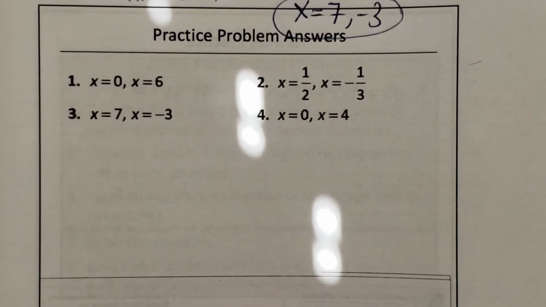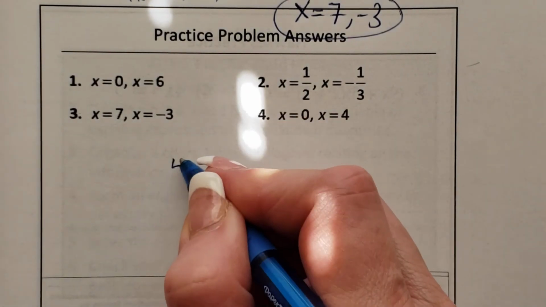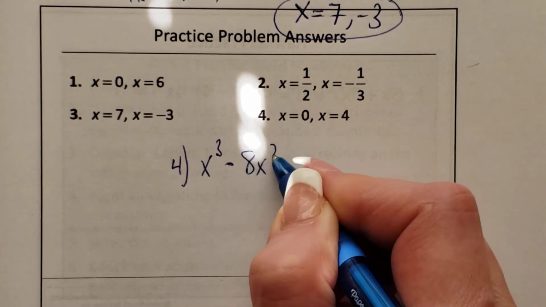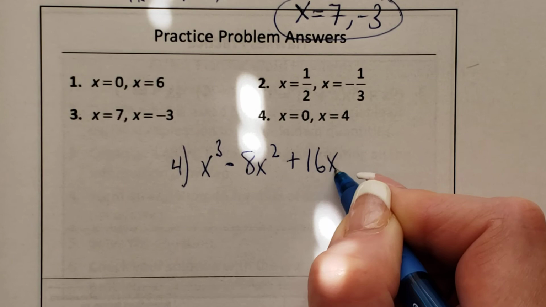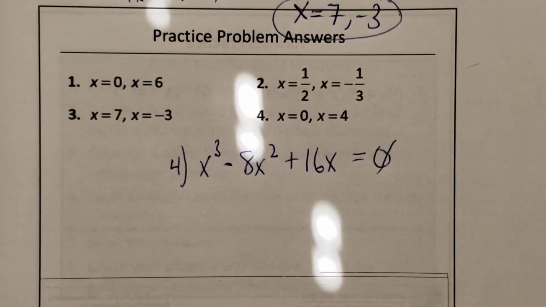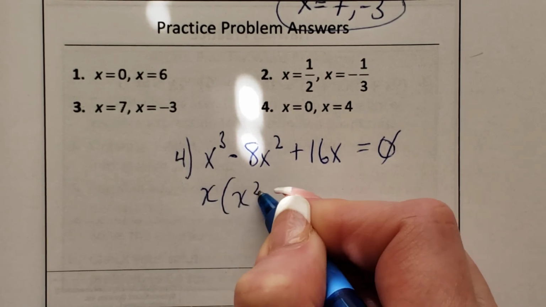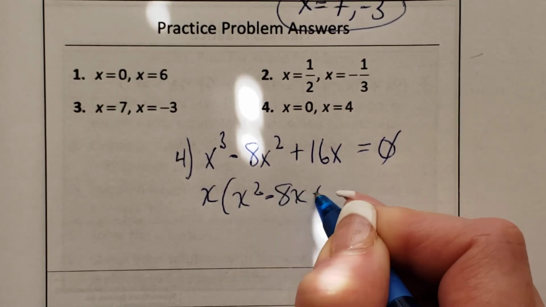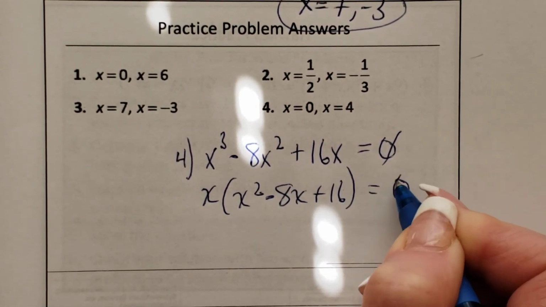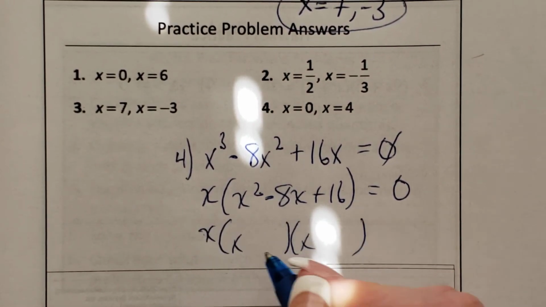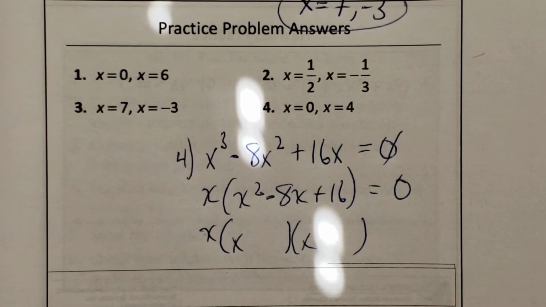And then number 4, I had x to the third minus 8x squared plus 16x. So the first thing I realize is I can factor x out of all three terms. So I get x squared minus 8x plus 16. I want two numbers. When I multiply, I get positive 16. And when I add them, I get negative 8.